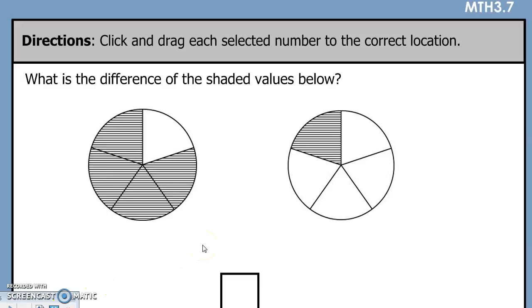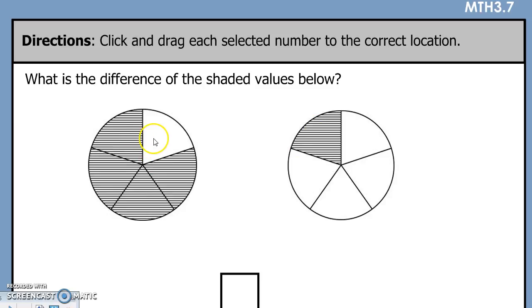Okay, this one says, what is the difference of the shaded values below? So if sum means we add, then difference means we subtract. Okay, so we're going to do the same thing, but we're going to think about subtracting whatever is over here from whatever is over here.